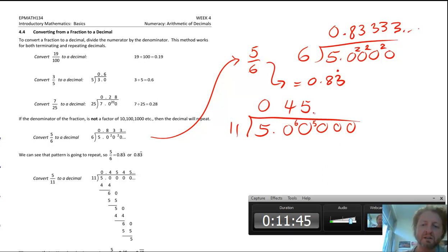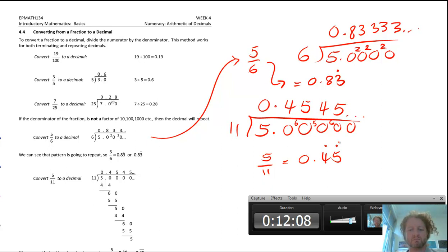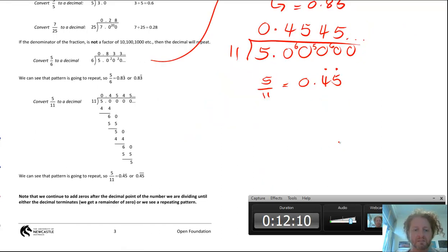11s out of 50, again, I've already asked myself that question. It was a 4, which was 4 11s is 44, remainder 6. And then 11s into 60 was 5. We're in a pattern. Yep, okay. Decimal point above the decimal point. So my answer to 5/11ths is it's equal to 0.45 with a dot on the 4 and the 5. Great. So that method always works.